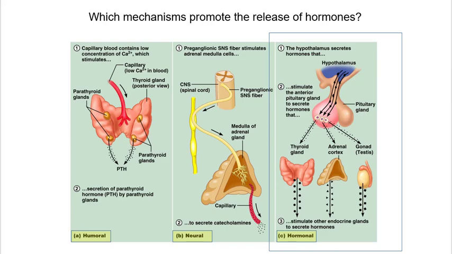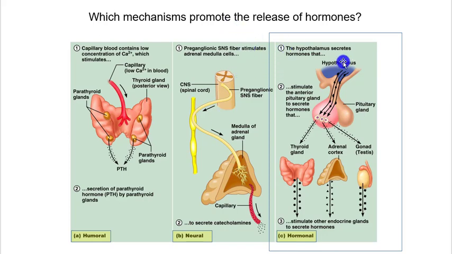It might tell muscles to contract, like in the somatic nervous system. It might tell smooth muscle to contract in the autonomic nervous system. And in this case, it tells these glands to secrete some hormone. And so neural regulation is another mechanism that we have for the release of hormones.